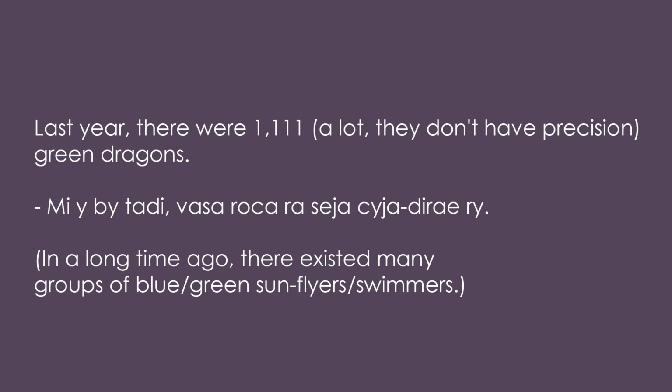Last year, there were 1,111 green dragons. Except, you can't specify that many, because they don't have that kind of precision. So you'd simply say, a lot. Miyabai tadi, vasorokora seya kaya direyai. Which literally means, in a long time ago, there existed many groups of blue-green sunflyers / swimmers.